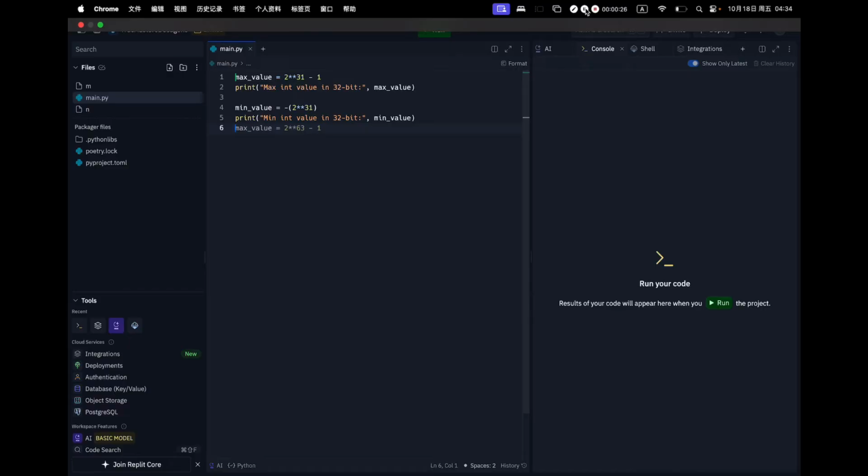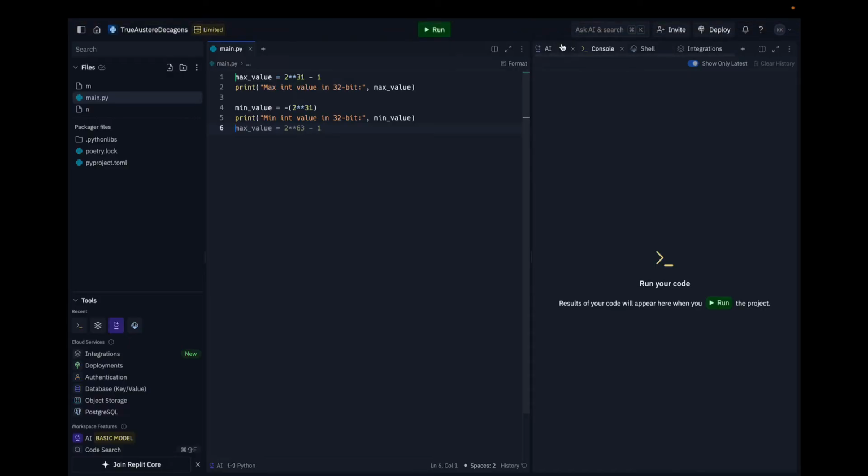Okay, guys, so here you can see the code, and the first set of code is calculating the maximum possible values for a 32-bit single integer. And the second line of code would be printing it out, and then the min value, which would be the minimum possible value for a 32-bit integer. And then here we can run the code and see the result.